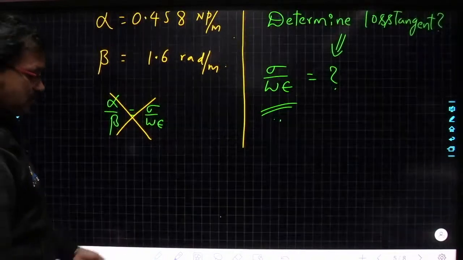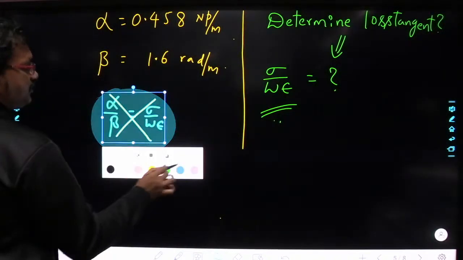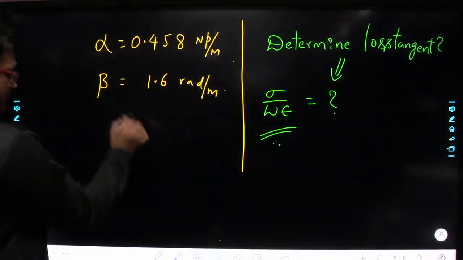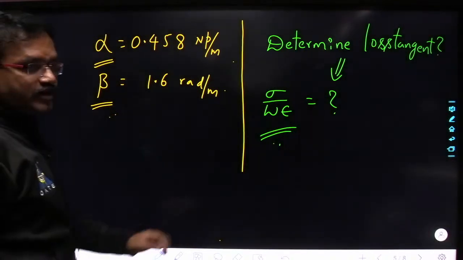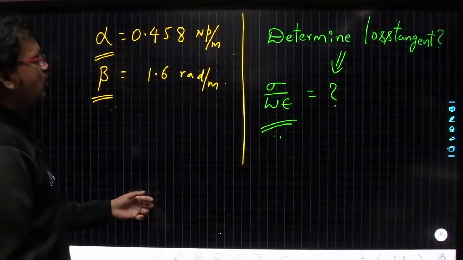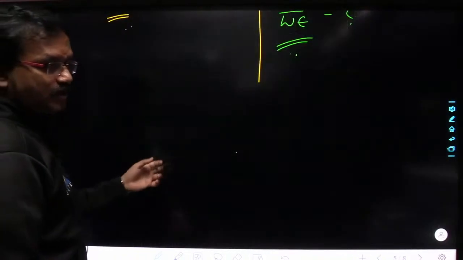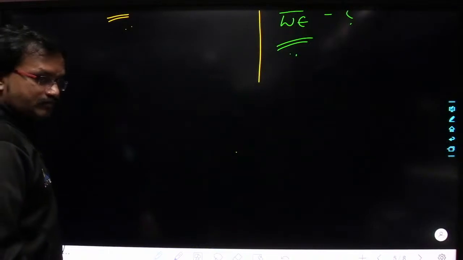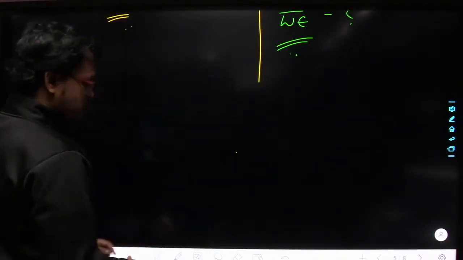Okay. See, already the same type of problem is here. Whenever you know alpha and beta values, I have already told how to determine the sigma by omega epsilon ratio. Yes or no? If you know alpha and beta values, how do you determine the sigma by omega epsilon ratio here? Tell me. I have already given one problem also, right?